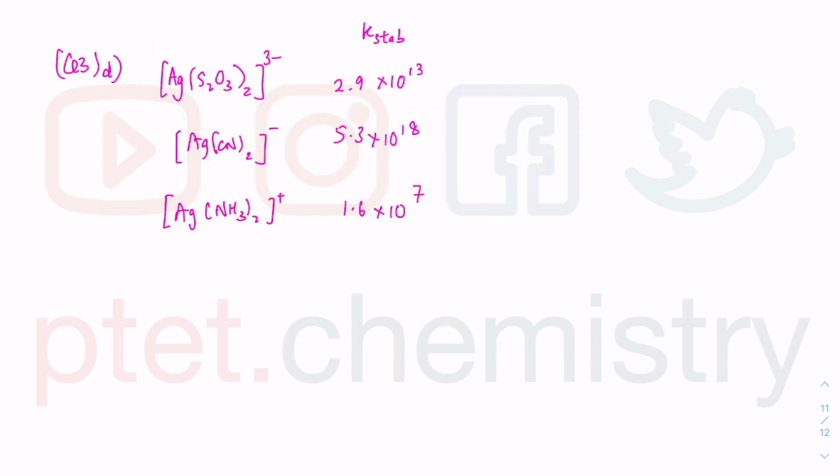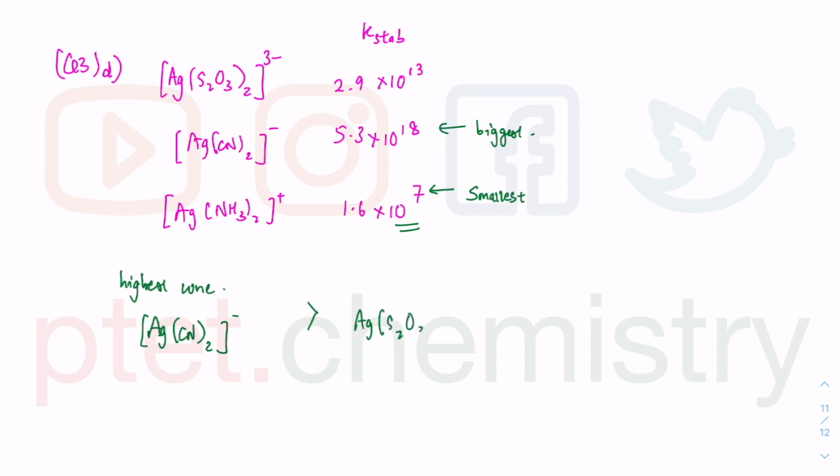So hopefully not looking at the value in front, but rather looking at the powers of 10. This is 10 to the 7th. This is the smallest because it's 10 to the power 7th. This is the biggest, 10 to the power of 18th. The bigger the K step, the more stable is the complex. The more stable is the complex, the more of these you will have in equilibrium. Therefore, in terms of highest concentration, you will have silver with the 2 CN minus. So this is going to be highest, followed by the second highest, which is the silver with S2O3 2 minus, as given in the data above. And then this one is the smallest, comparing all 3. So silver with 2 ammonia, a plus.